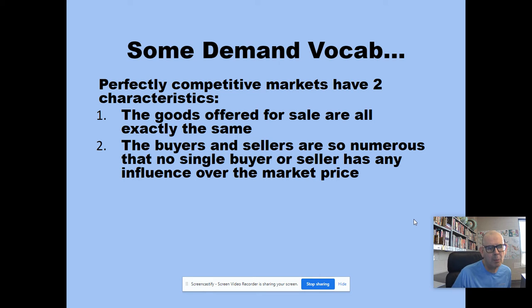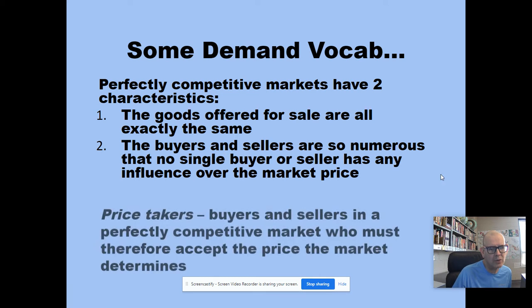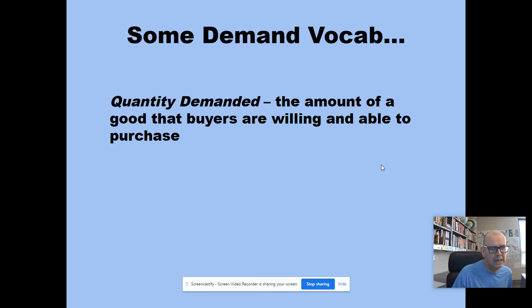So in a perfectly competitive market, therefore, buyers and sellers are price takers. They have no control. They have to accept the market price determined by interaction between millions of buyers and millions of sellers. In a monopolistic market, we have just one seller. That person can set the price. They're called a market maker. But in a perfectly competitive market, we're all price takers. So quantity demanded is the amount of good that buyers as a whole are willing and able to purchase at a certain price.